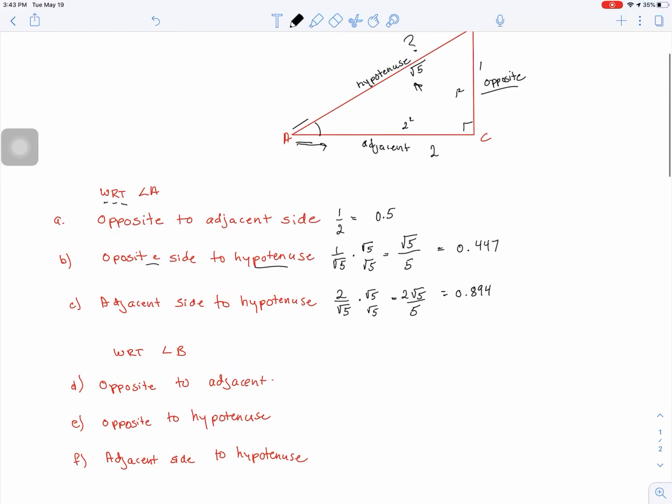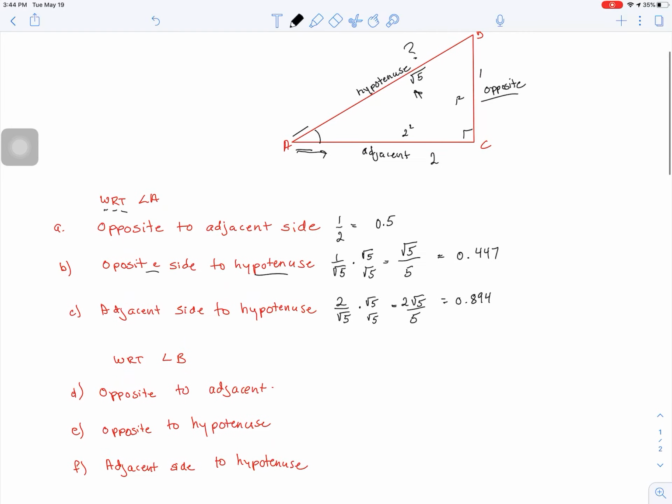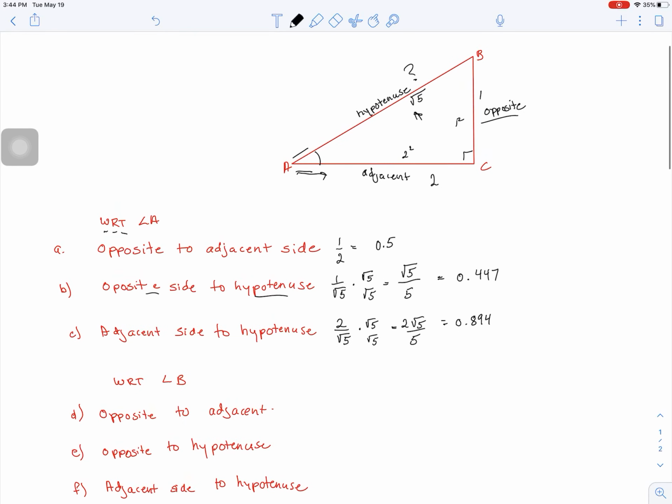0.894. Now things change. We have to find those same ratios, but with respect to angle B. So that would tell us that we should erase the stuff that we have here and take a look at how that would change if we have angle B that we're talking about. So I've erased most of the stuff, probably too much. We have 1, 2, and we've already figured out that this is the square root of 5. This still stays labeled as the hypotenuse, right? Adjacent follows the same line, so this is adjacent now. And this is opposite.